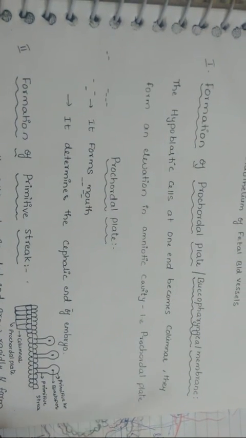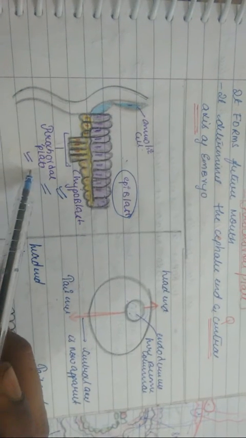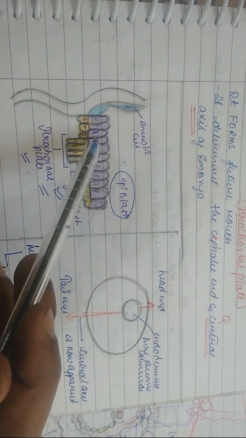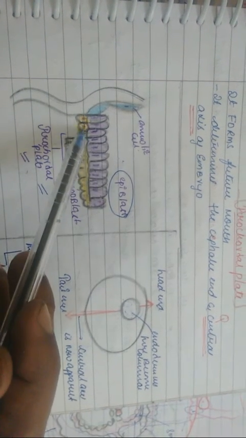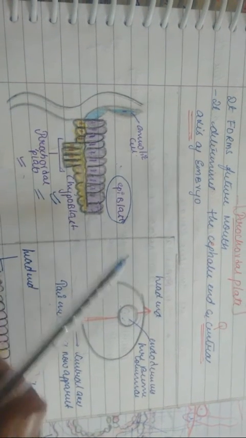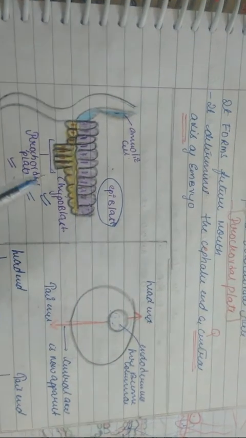And prochordal plate, it forms the mouth. It determines the cephalic end of the embryo. So what is it trying to tell, right? I took a small part of this section, where you already know that this is the amniotic cavity, this is the yolk sac, and this is the epiblast and this is the hypoblast, right? So we are going to deal with the prochordal plate now.